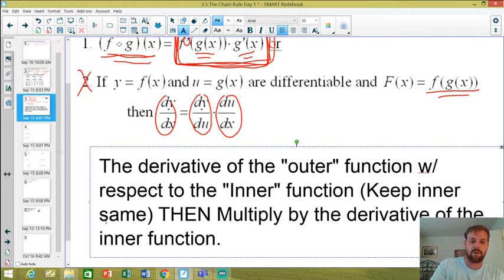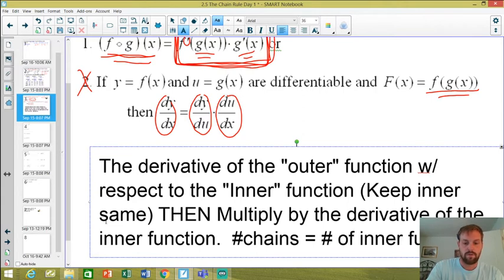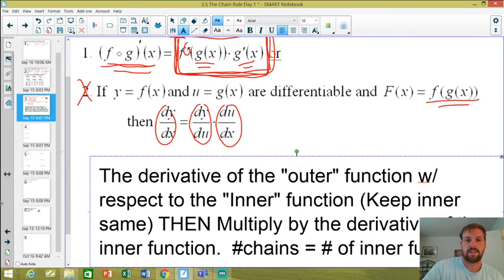So something else to keep in mind that we're going to notice later is that the number of chains is equal to the number of inner functions. So what I have circled in red up here is pretty much stated right here in this sentence. It's the derivative of the outer function with respect to the inner function, which means to keep the inner the same within the quantity, and then multiply by the derivative of the inner function. So the number of chains is equal to the number of inner functions. So write that down, pause the video, do what you can, but that is essentially what we're doing.